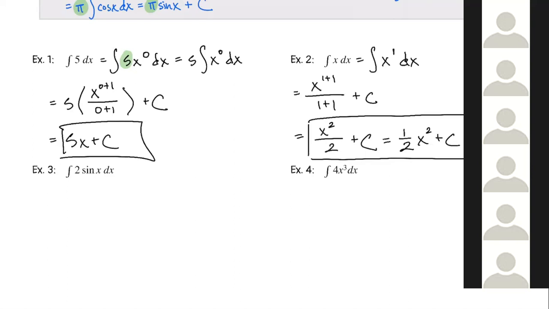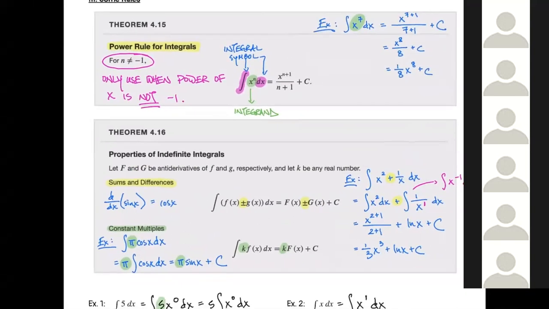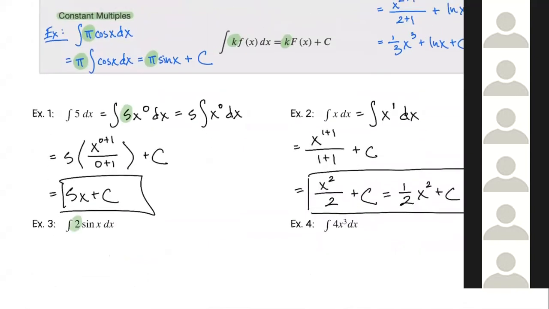Indefinite integrals is not the name of a rule. Okay, so let's make sure we know the names of the rules. Yeah, that constant multiple. So there's one in the green right here. We want to use that constant multiple rule, okay? And so our constant here in this case is the 2, kind of like we had a pi in that example above. And so we could rewrite this as 2 times the integral of sine x dx.